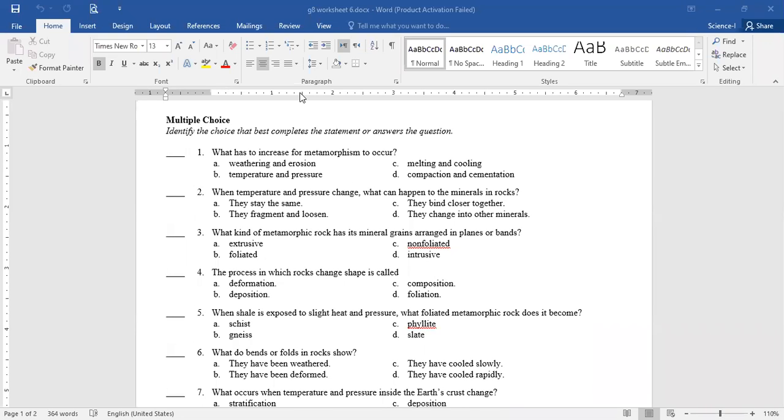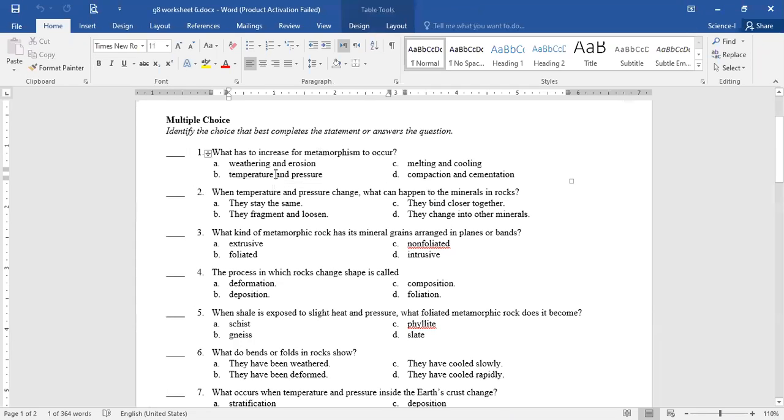So the first question: what has to increase for metamorphism to occur? Okay, yes, Lujaina. B, temperature and pressure. Good. We said the metamorphism process happens under high heat and pressure. So question number 2: when temperature and pressure change, what can happen to the minerals in a rock?